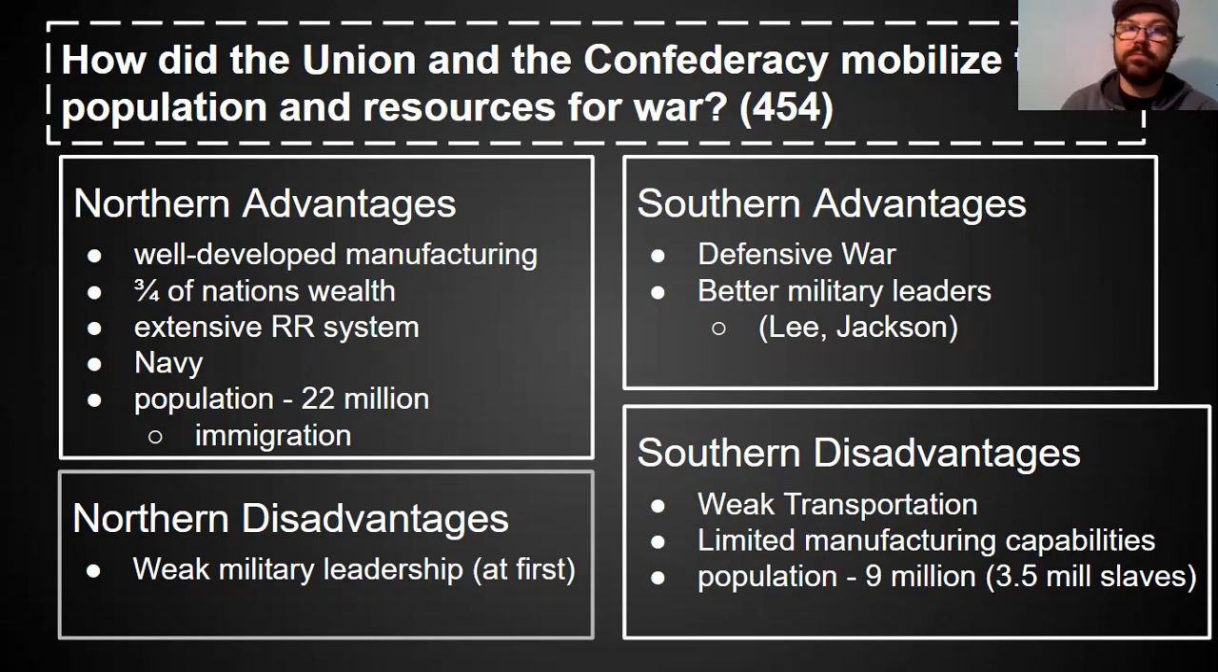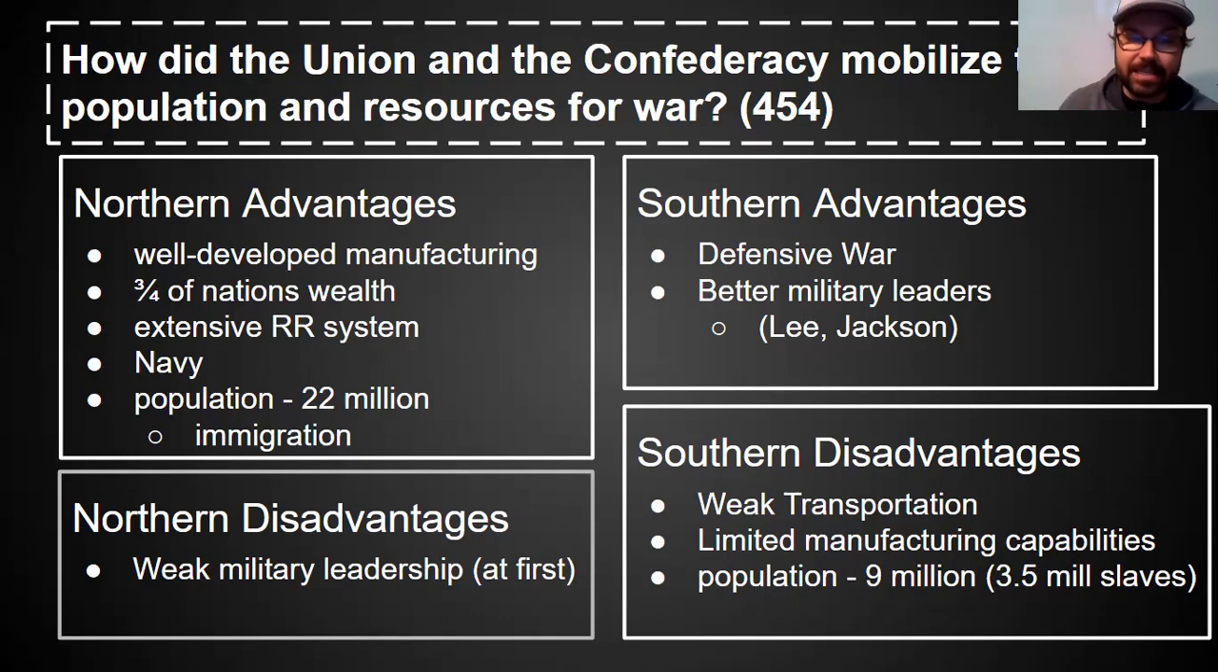The Union has 3/4 of the nation's wealth. The Union has an extensive railroad system, and that's important because if we're trying to move troops and move goods and also keep our economy going and be able to produce the things that we need for the war, that railroad is the lifeblood of our economy. They don't have that in the Confederacy, right? They don't have that down there. So it's a lot harder for them to keep their economy going.